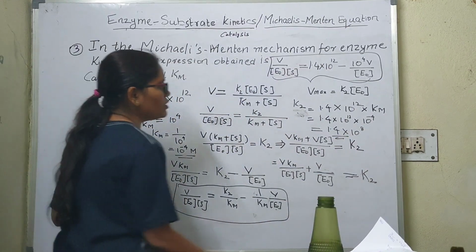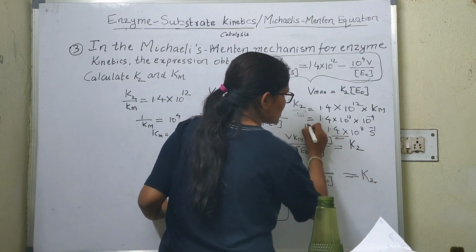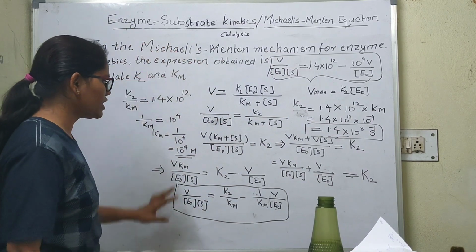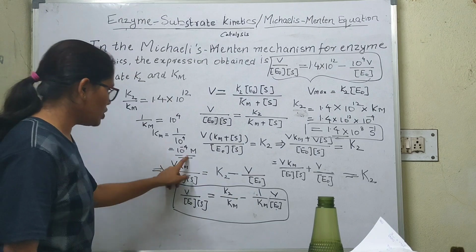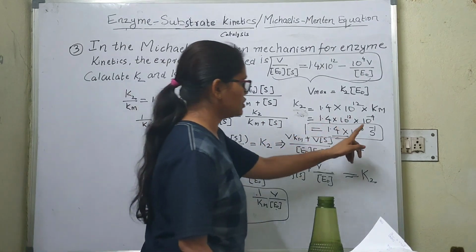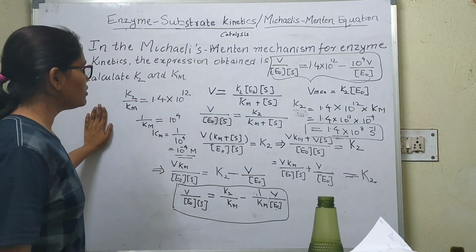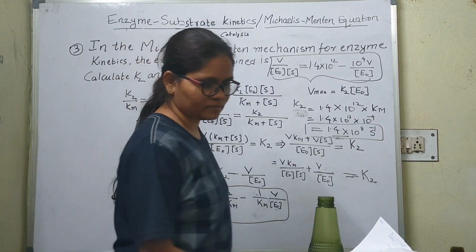We know that the unit of K2 is second inverse. Since there are no units given in this question, we can ourselves write the unit of Km as molar and the unit of K2 as second inverse. So this way you can solve this problem. Now let us move to the next problem.